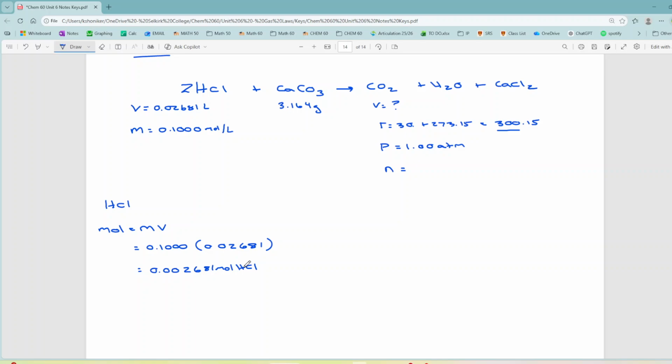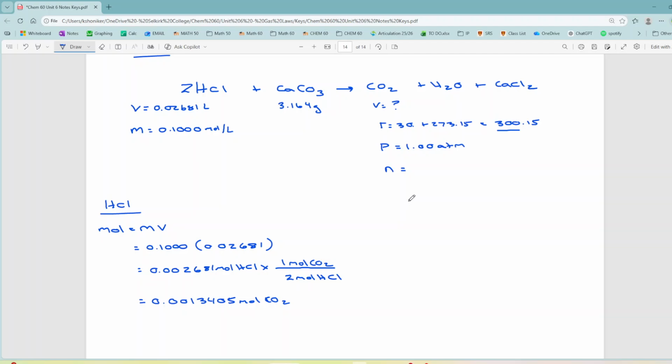Now again, you can stop there and then you can do the moles of calcium carbonate and then compare the two using Marianne's method of dividing by the coefficient or converting one into the other. I'm going to right away go to moles of carbon dioxide produced. So I know that 1 mole of carbon dioxide is produced for every 2 moles of hydrochloric acid consumed. So this would give me 0.1 times 0.02681 divided by 2, which gives me 0.0013405 moles of carbon dioxide produced.